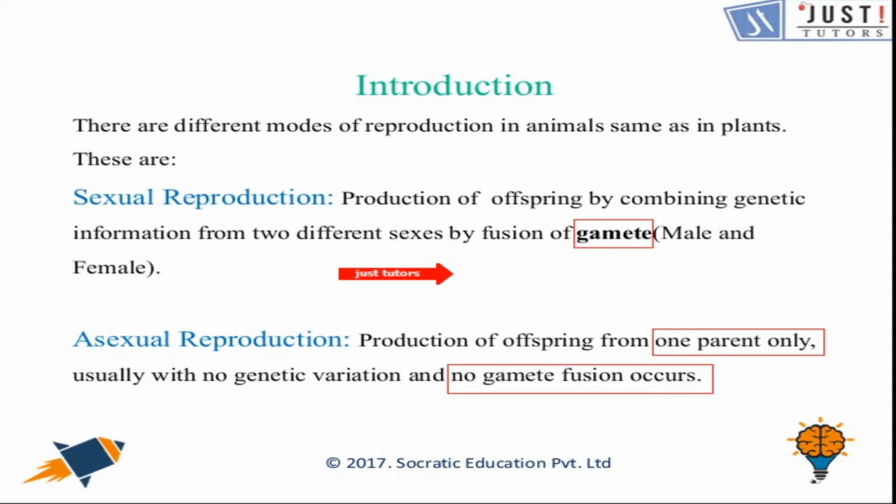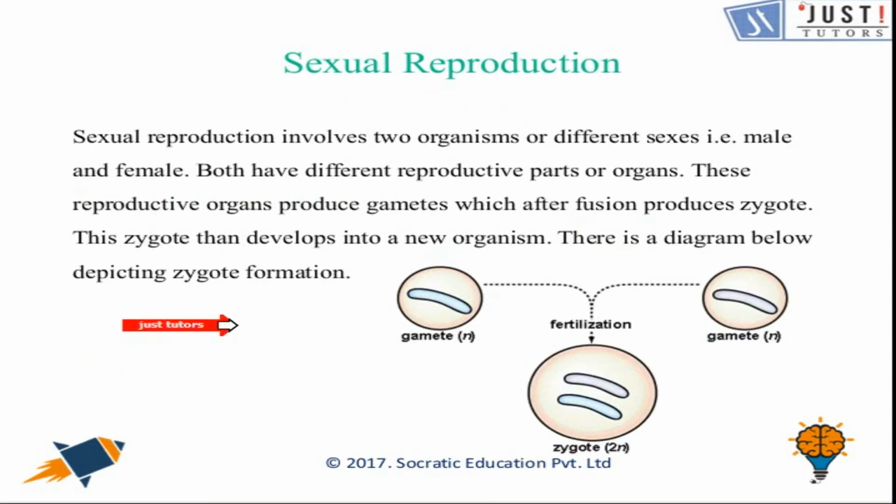Proceeding further, the next topic we have is sexual reproduction. Sexual reproduction involves two organisms of different sexes, male and female. Both have different reproductive parts or organs. So as you can see, male and female both have different reproductive organs. These reproductive organs produce gametes, which after fusion produce a zygote.